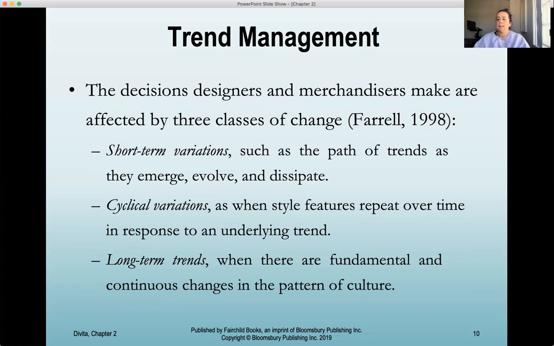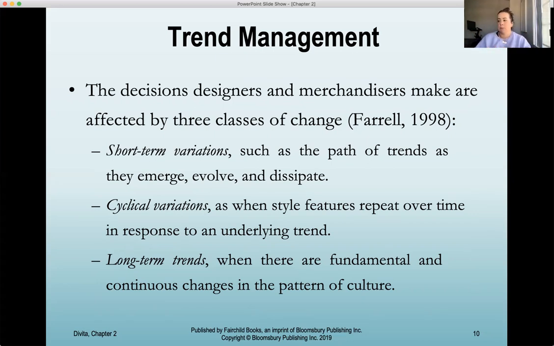Okay. Cyclical variations, as when the style features repeat over time in response to an underlying trend. So we continue to see the trends. We can talk about this with skinny jean silhouette, right? We can continue when it first came out. We can continue to see the trends in different variations and different styles from different retailers, merchandisers, designers, because the underlying trend was that the whole denim movement was moving towards that silhouette.